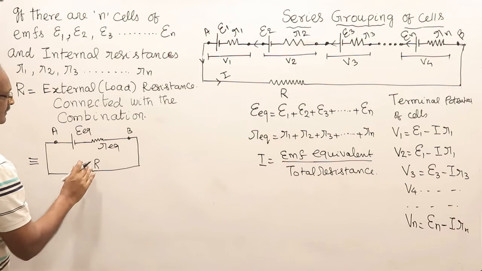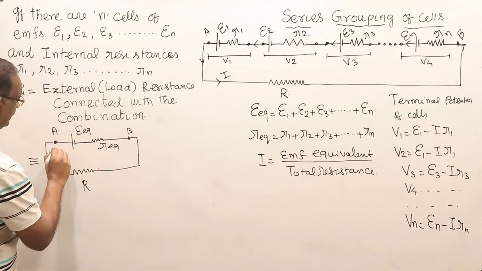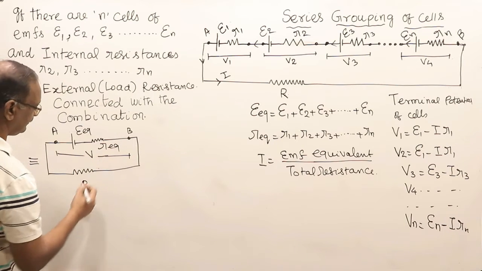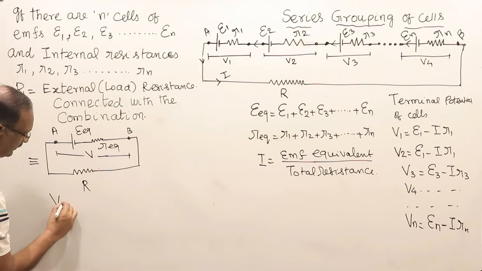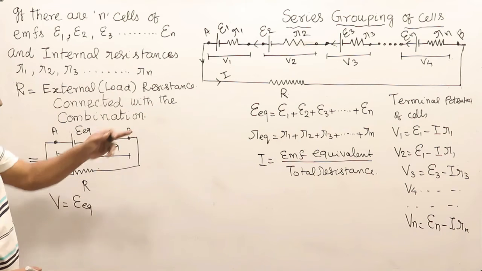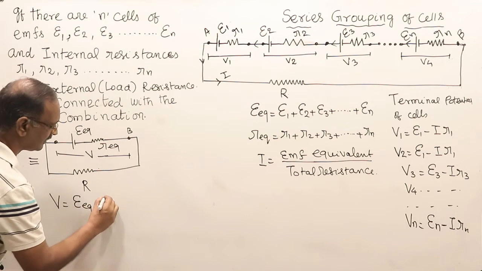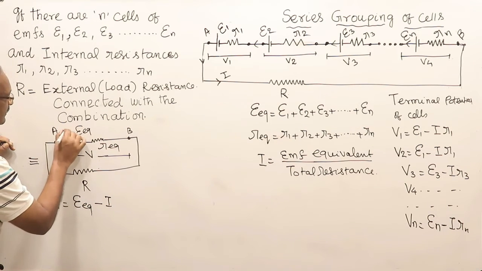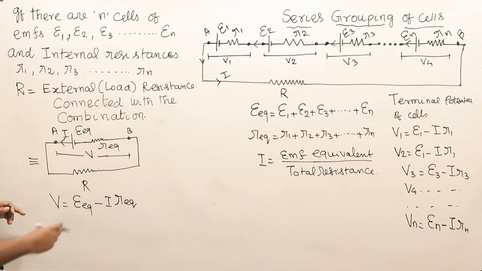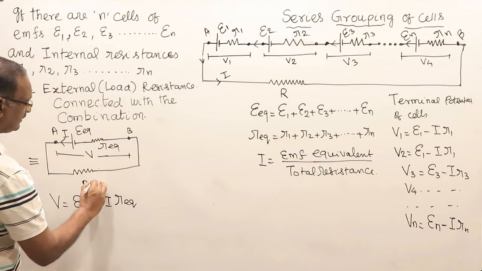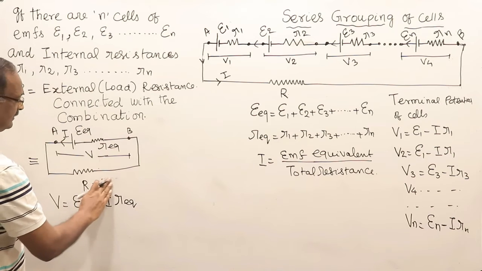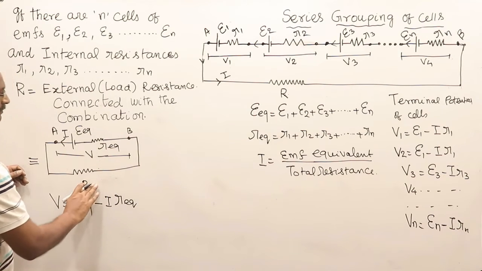What is the terminal potential? Terminal potential for this cell is between these 2 points. That is, the terminal potential V for the cell is equal to the equivalent EMF of all the cells, which is represented by this one, minus the current flowing, into R equivalent. This current will be flowing in this fashion. This is also equal to V is equal to the current flowing through this into R. So this is R, and the terminal potential can also be represented this way.